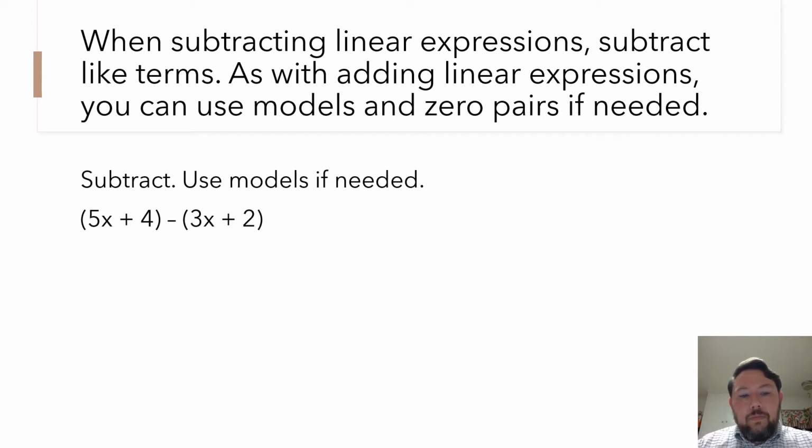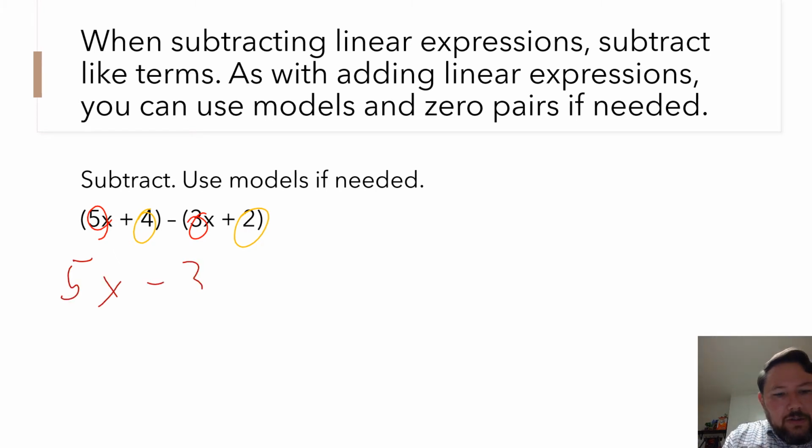So here we have an expression, 5x plus 4 minus 3x plus 2. We're going to look for our like terms. Our like terms are going to be 5x and the 3x, and then our other set of like terms is going to be the 4 and the 2. So let's go ahead and subtract those. If we break those down, we're going to have 5x minus 3x, and that's going to equal 2x.